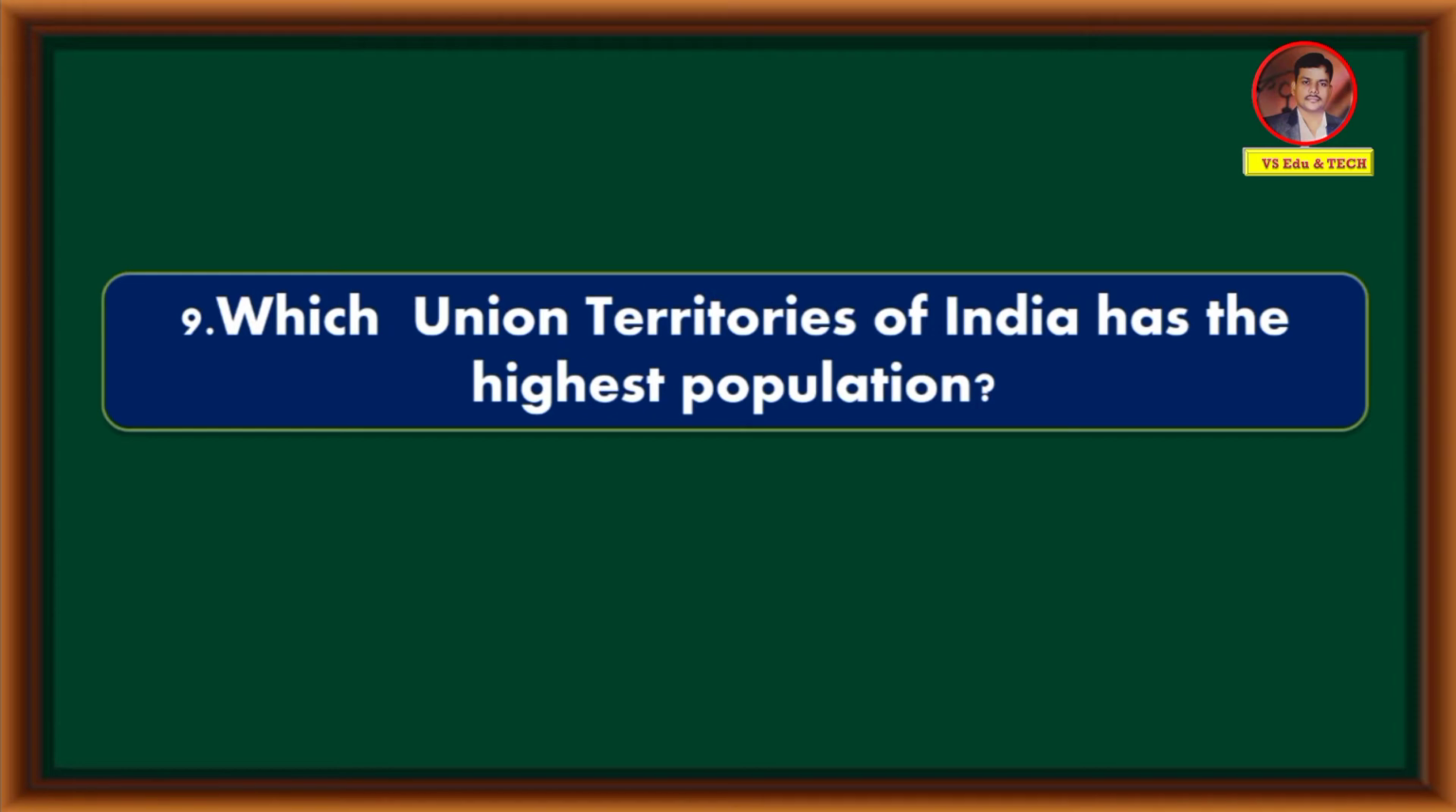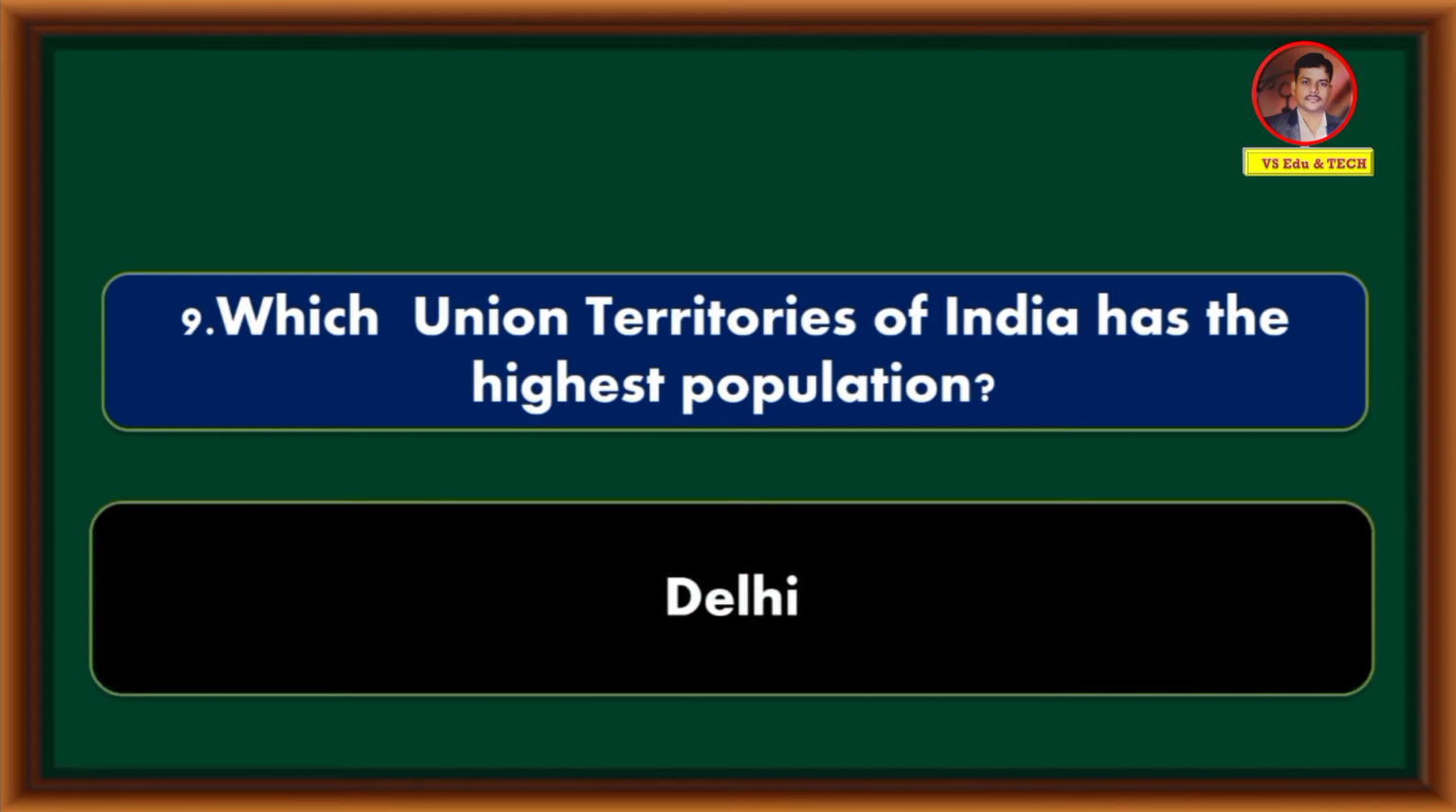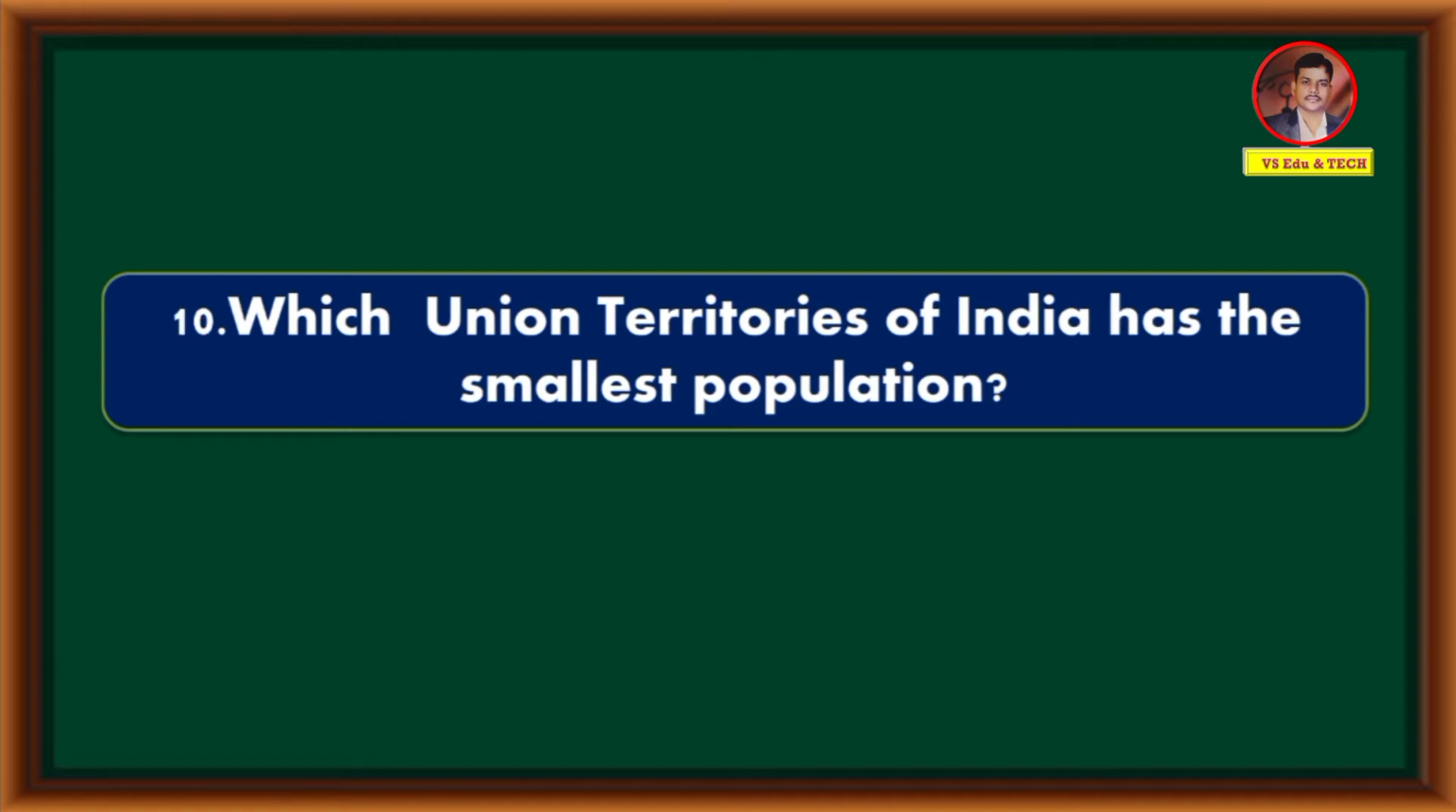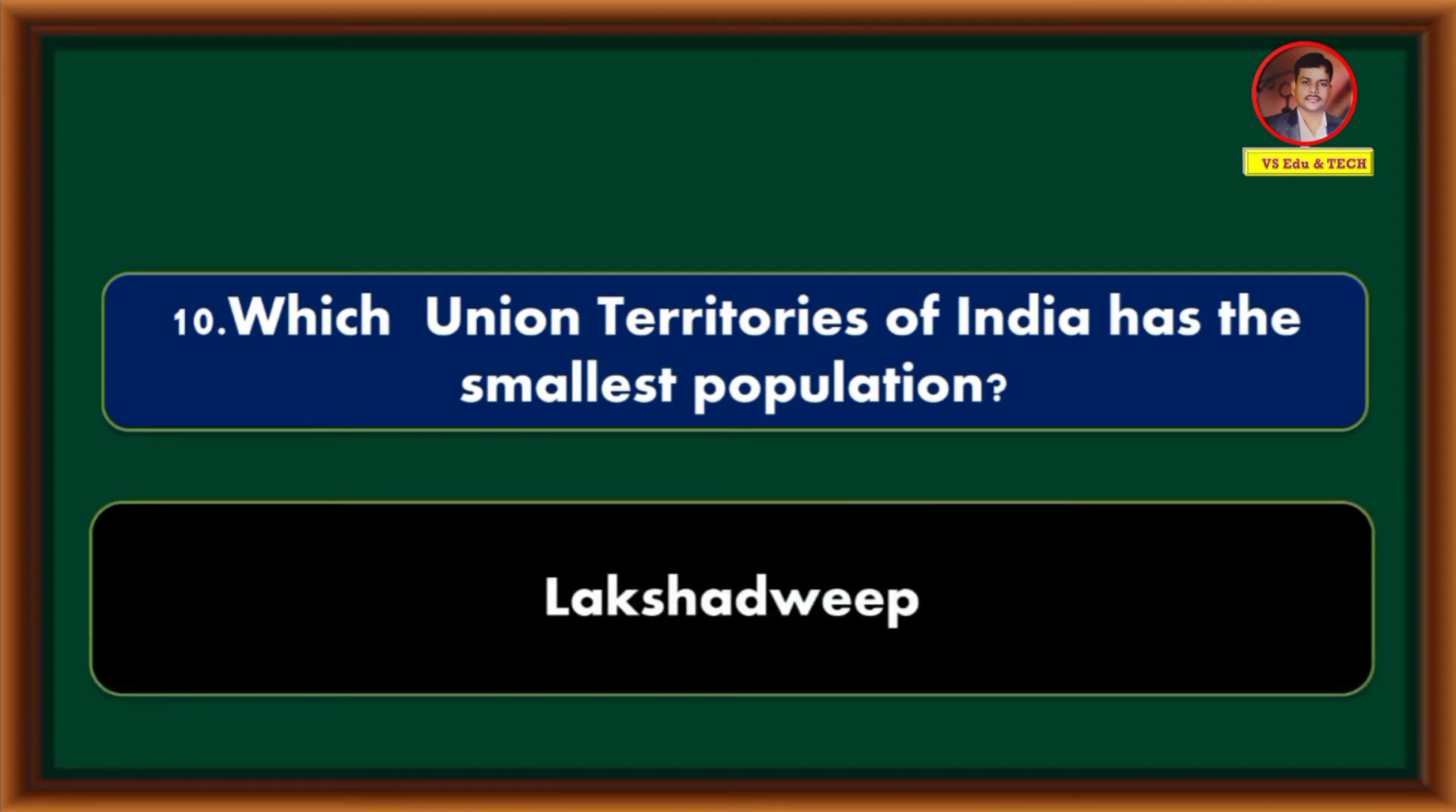Which union territory of India has the highest population? Delhi. Which union territories of India has the smallest population? Lakshadweep.